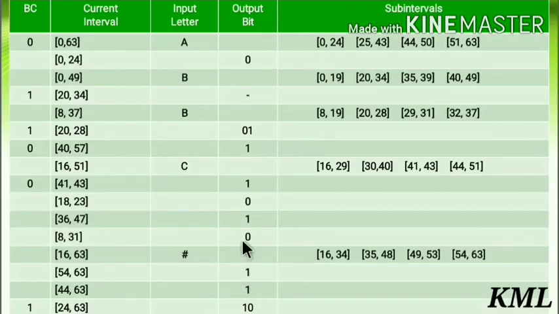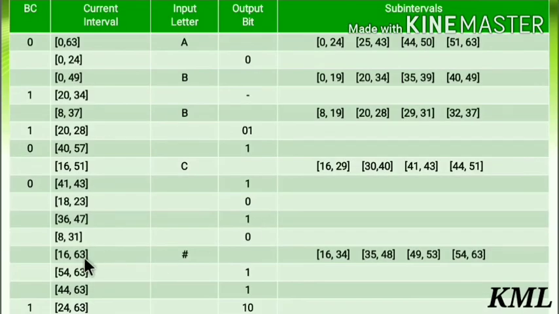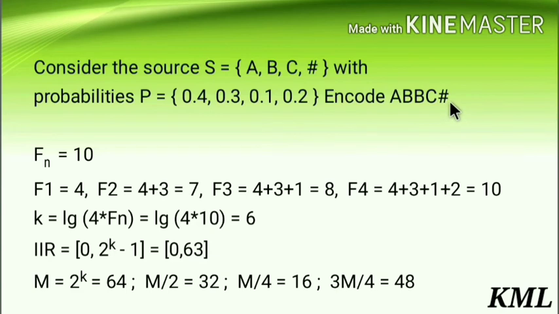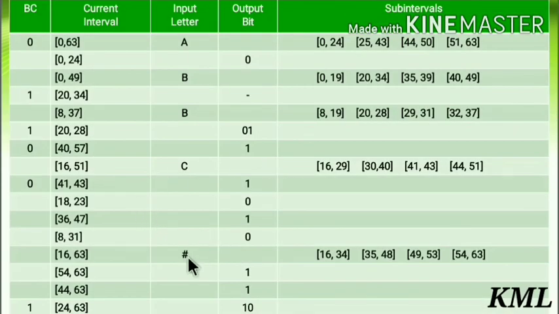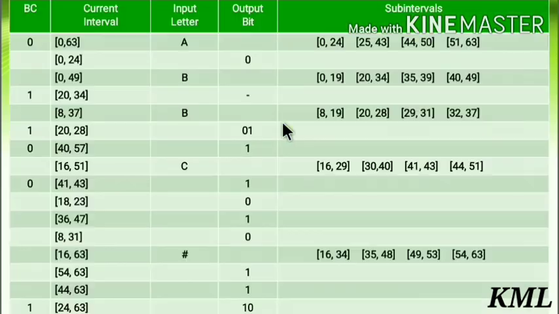Okay, so after doing that, you get 16,63. Okay, so 16,63, if you see, doesn't fall in this, this, or this. So now what you do, you stop and take the next input letter, that is hash. After taking the next new input letter, what you do, divide this into sub intervals. So these are the sub intervals that you get. Next, check the position of hash in source. So hash is at position 4, so you choose the fourth sub interval as your next current interval.